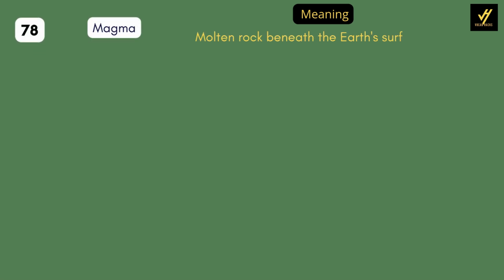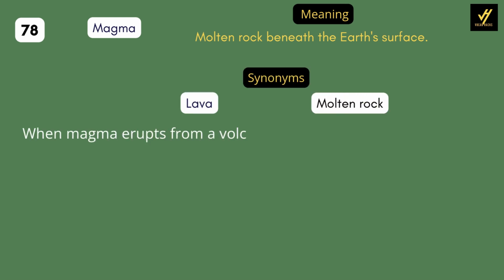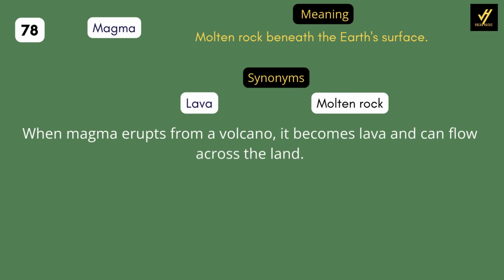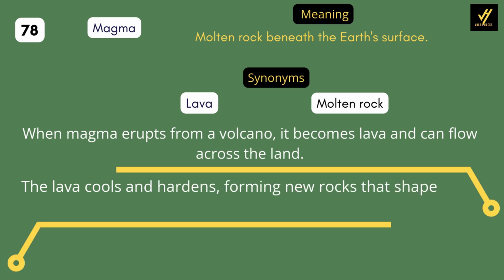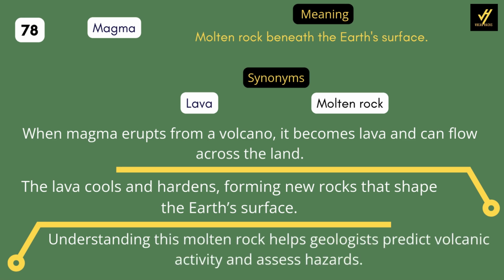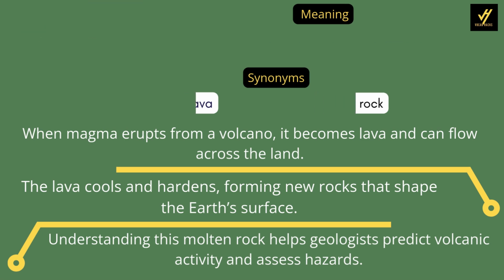Magma, molten rock beneath the Earth's surface. Lava, molten rock. When magma erupts from a volcano, it becomes lava and can flow across the land. The lava cools and hardens, forming new rocks that shape the Earth's surface. Understanding this molten rock helps geologists predict volcanic activity and assess hazards.